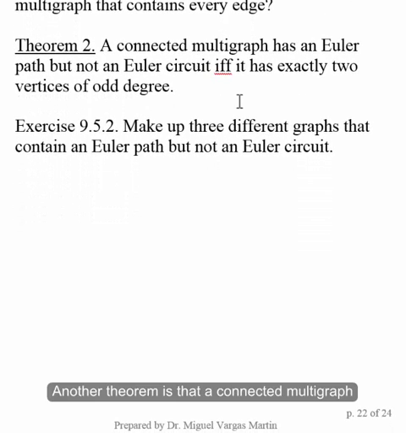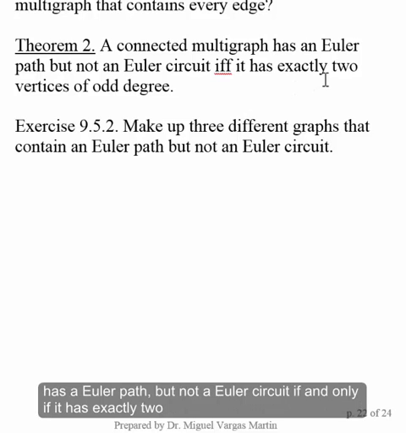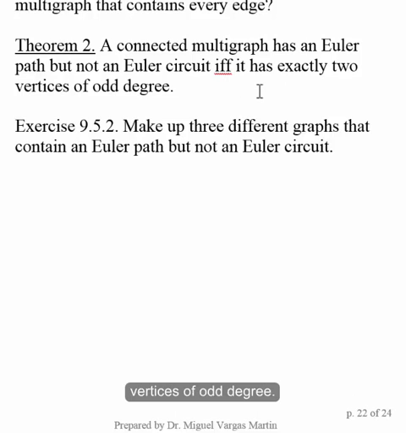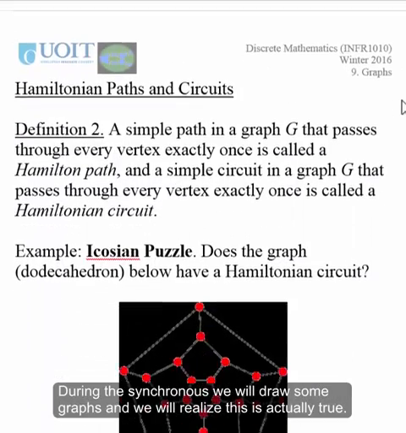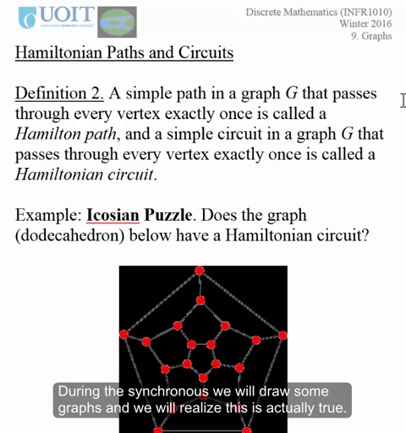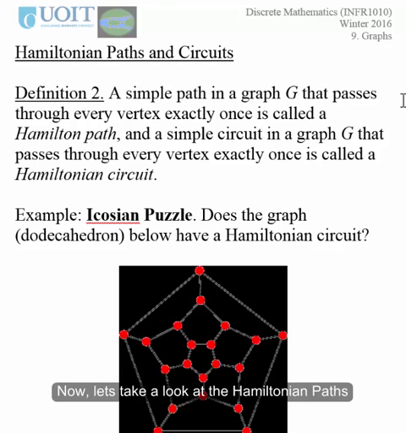Another theorem is that a connected multigraph has an Euler path, but not an Euler circuit, if and only if it has exactly two vertices of odd degree. During the synchronous, we'll draw some graphs and we'll realize that this is actually true.